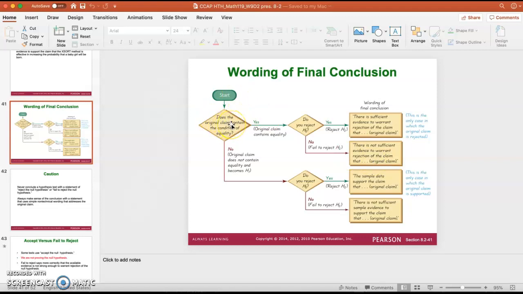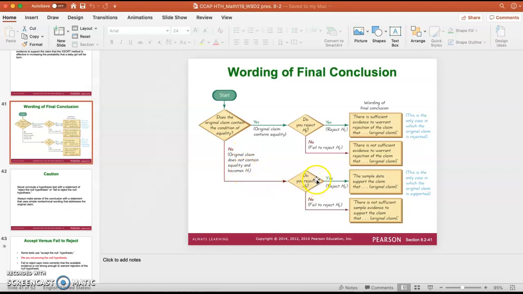Then say instead that our original claim did not contain any condition of equality. So like that previous problem, say the XOR was better than 50%. Basically, our original claim does not contain equality and becomes H1. So our claim was that XOR was better, and so that P being greater than 50% became H1, and that's why our original claim became the alternative hypothesis.